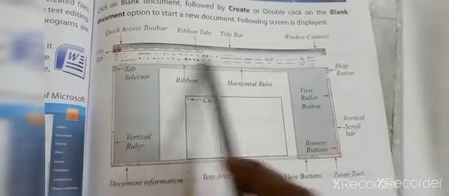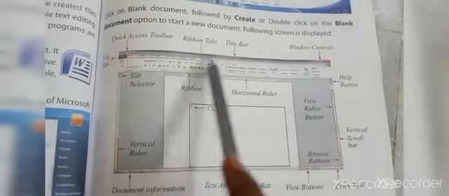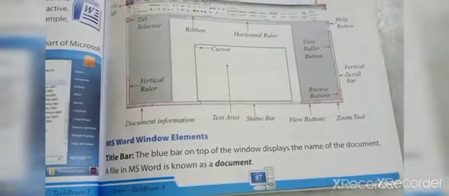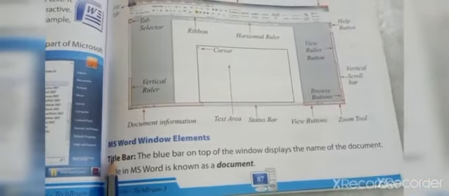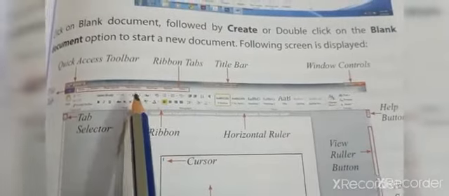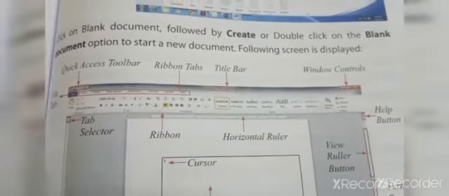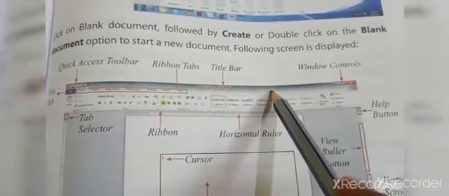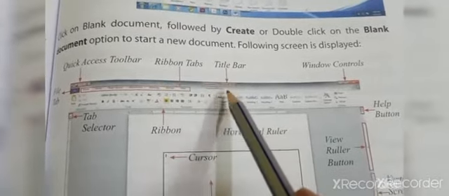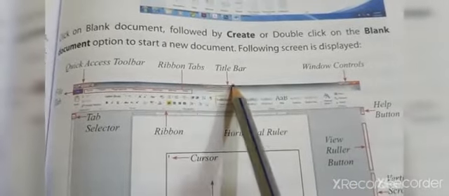This is the MS Word screen. Let's learn about these various parts of the MS Word screen. Okay, let's see one by one. First, title bar. See, this is the title bar. The blue bar displayed on the top of the screen displays Document 1 at the start. When the document is saved, it displays the document name here.